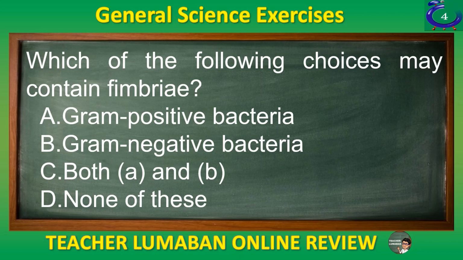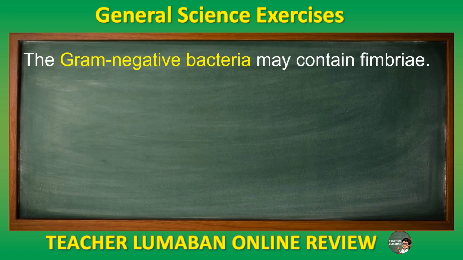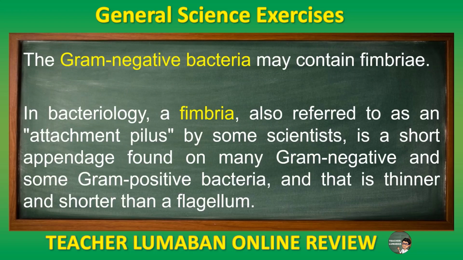5, 4, 3, 2, 1. The correct answer is letter B, gram-negative bacteria. The gram-negative bacteria may contain fimbriae. In bacteriology, a fimbria, also referred to as an attachment pilus by some scientists, is a short appendage found on many gram-negative and some gram-positive bacteria, and that is thinner and shorter than a flagellum.